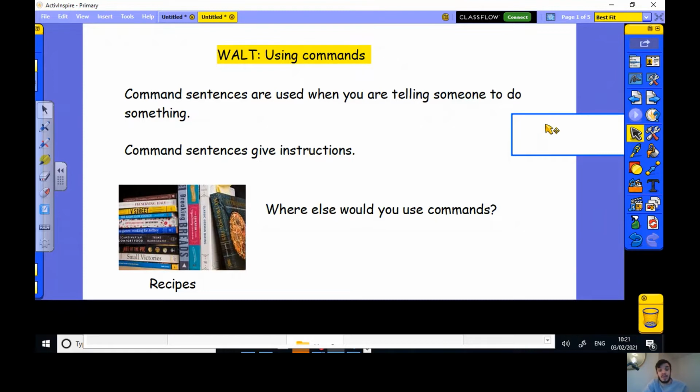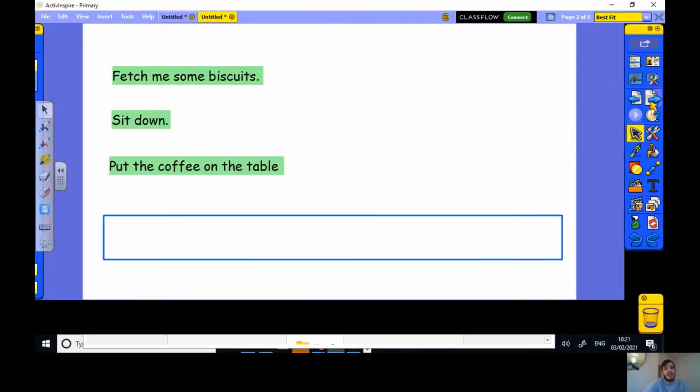You might see commands around school. Sit down, stand up, walk slowly, stop running, line up now please. Commands when the teachers tell you what to do. And here are some examples. Fetch me some biscuits. Sit down. Put the coffee on the table. These are all commands. They're all sentences. They might be short sentences, but they're still sentences. They carry information, and that information is an instruction.